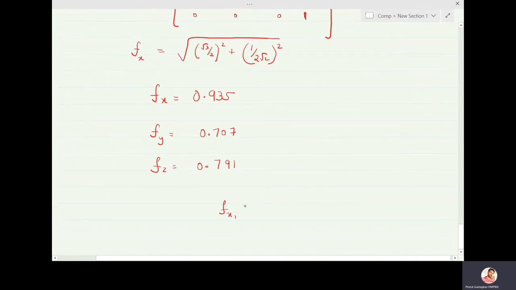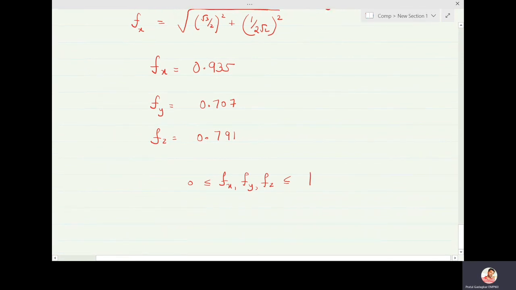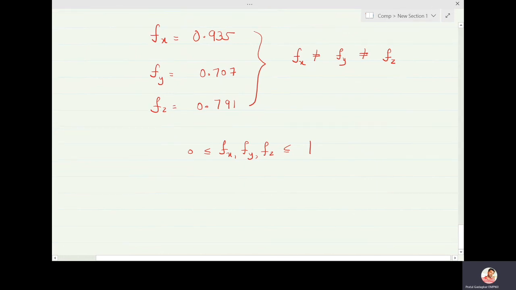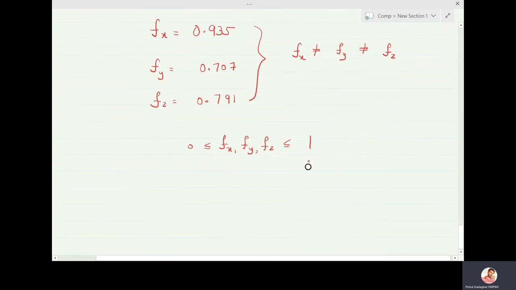Observe that we had noted above that all the foreshortening factors should lie between 0 and 1. Here I observe something very important: look at all three numbers fx, fy, fz. All three numbers are distinct. They came out to be three different real numbers. When all the foreshortening factors are distinct, such an axonometric projection is called a trimetric projection.